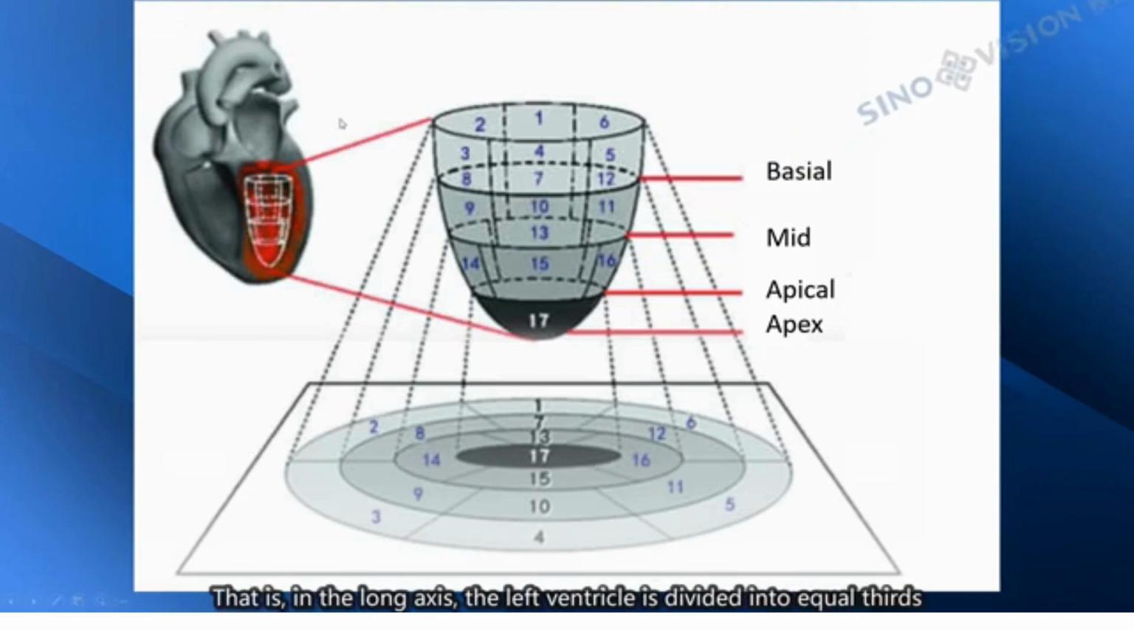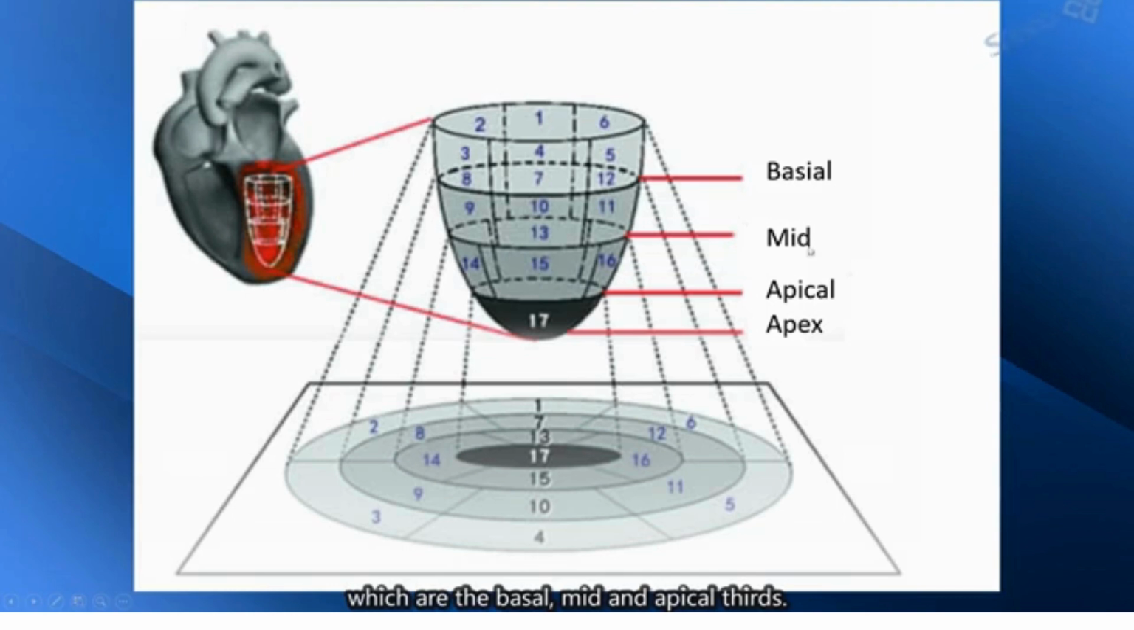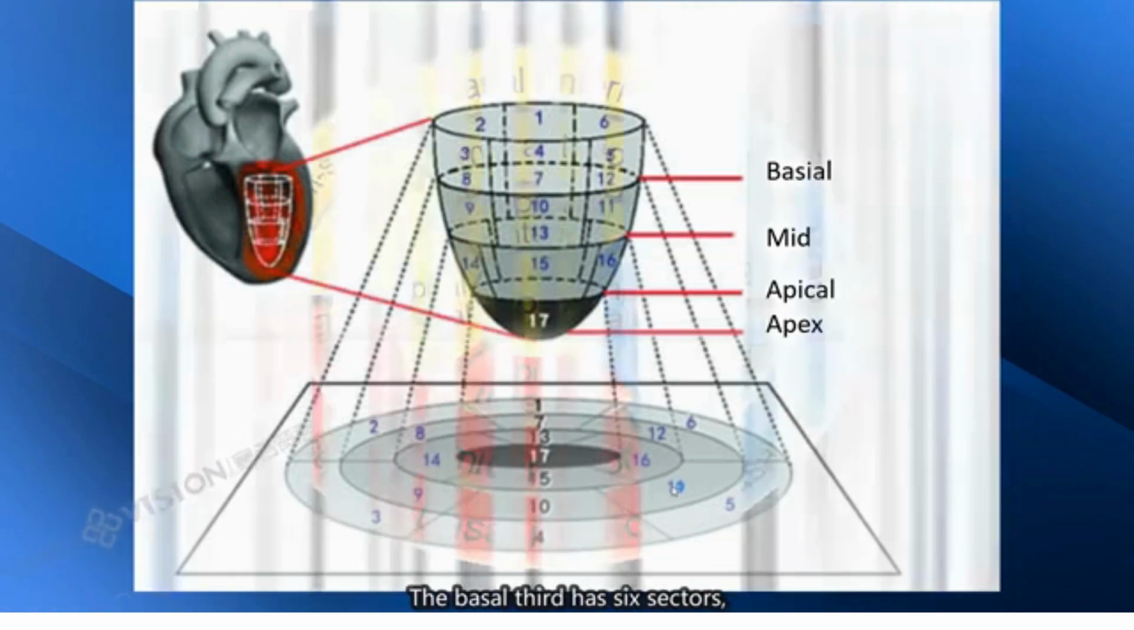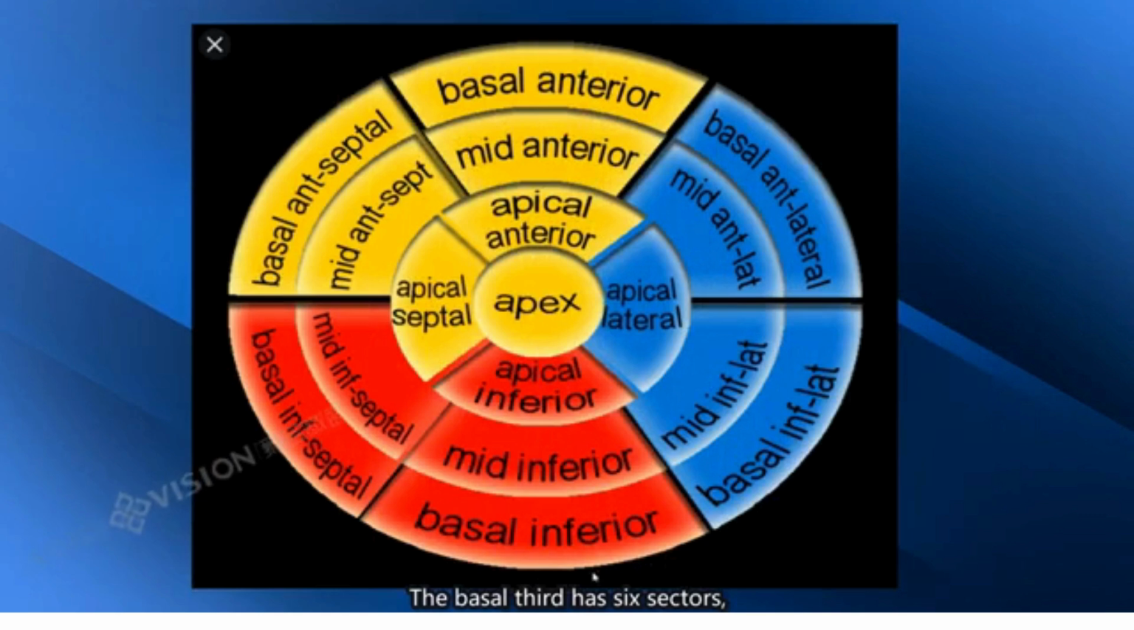That is, in the long axis, the left ventricle is divided into equal thirds, which are the basal, mid and apical thirds. The tip of the apex forms a separate final segment. When these thirds are viewed in the short axis, they form rings that are numbered counterclockwise, which can be divided into equal sectors. The basal third has 6 sectors.